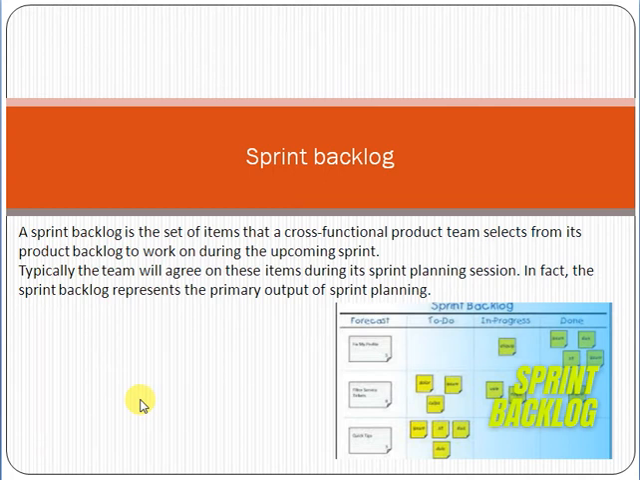Today we shall discuss a topic: what is a sprint backlog. Friends, today's topic is very interesting and we have taken this topic from the Agile or Scrum framework. So let's just start, friends.